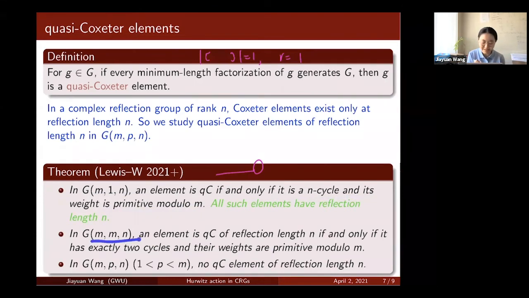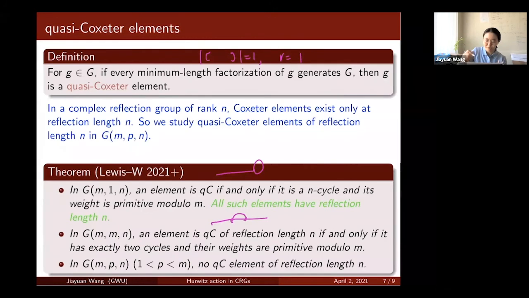And then in G(m,m,n), again, in order to generate the underlying symmetric group, we need an n-cycle. But to cover all the weights, we no longer have this loop, because the weight of that loop is not a multiple of m. So we can add another edge. So this creates 2 cycles. In order to make sure all the weights are generated, we require, and that corresponds to this condition, that the weights of the 2-cycle should be primitive mod m. And also this has reflection length n.